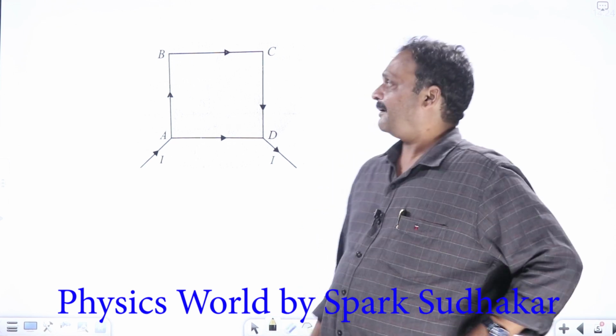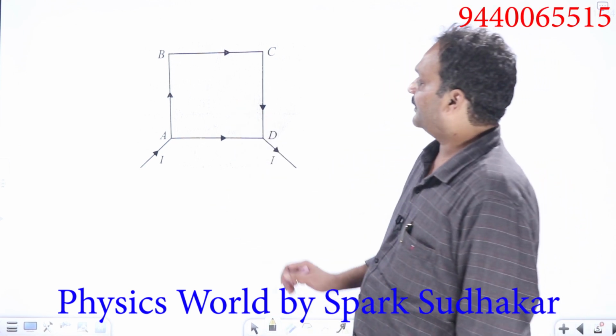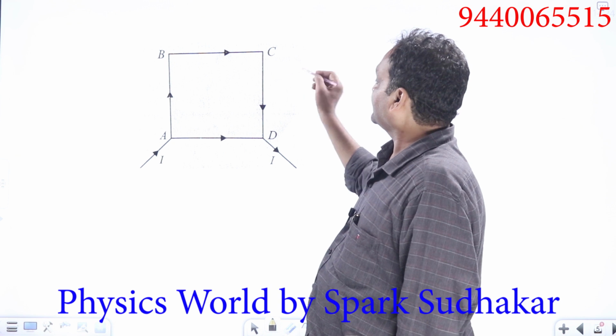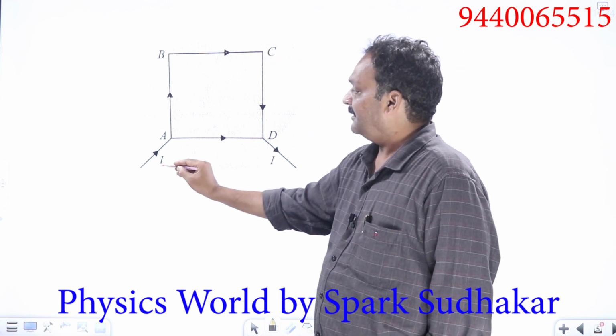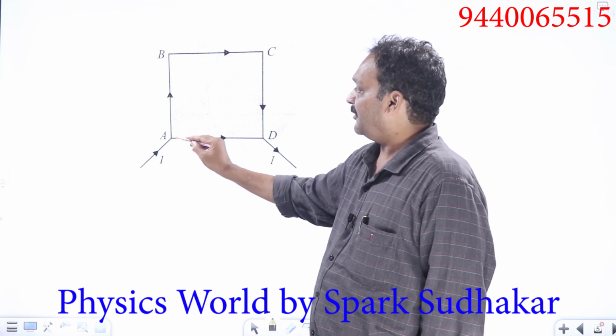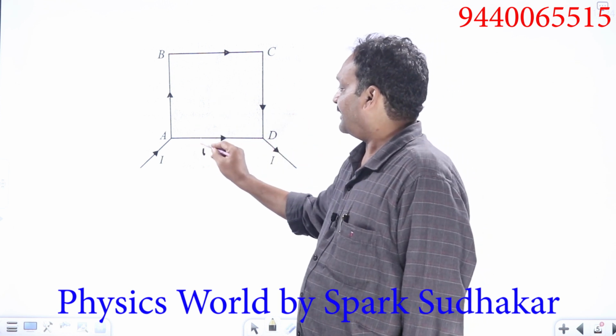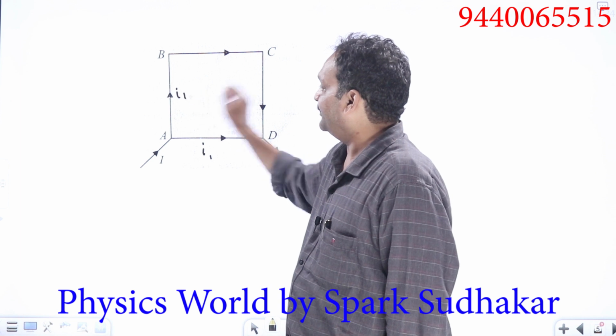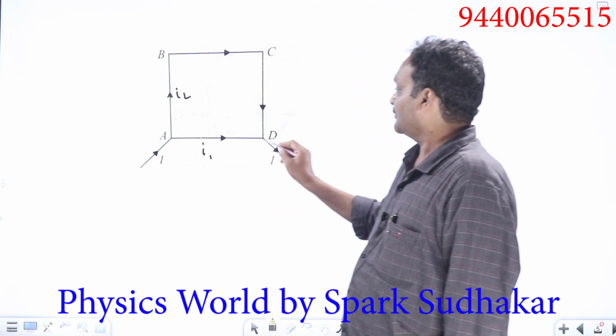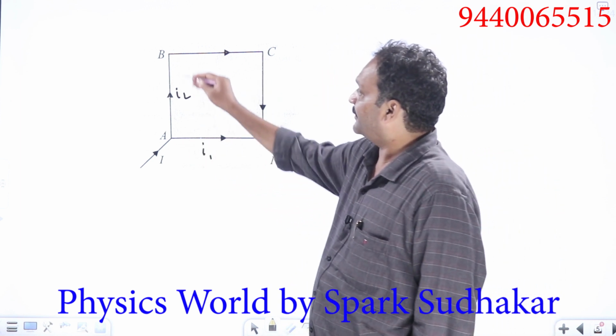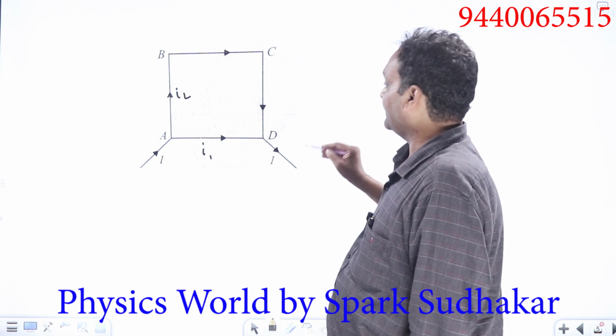Now let us look at another similar problem. There is a square loop of side L in which current I is entering at point A. It is getting split up into two parts, I1 here and I2 here. I1 current goes like this and comes out. I2 current passes through these three segments and comes out.